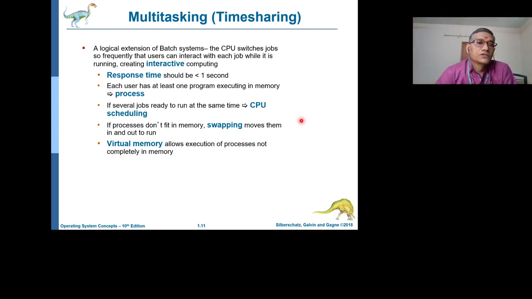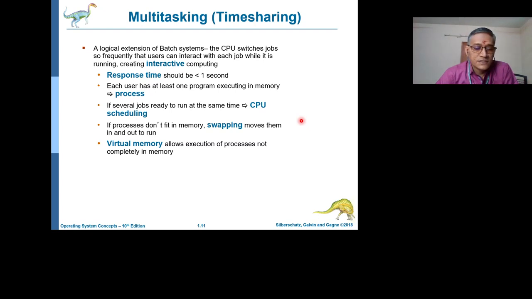Each user should have at least one program executing in memory. If several jobs are ready to run at the same time, then there should be a CPU scheduling mechanism. If processes don't fit in the memory, swapping moves them in and out to run. That is, if a particular process has been allocated some KB of memory locations, but eventually the program size is too big and it cannot fit into the allocated memory, there should be a swapping mechanism.